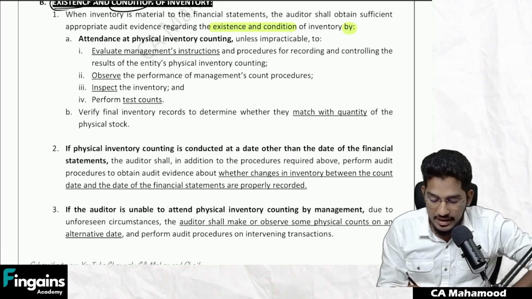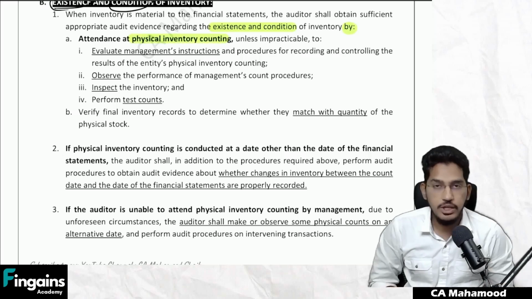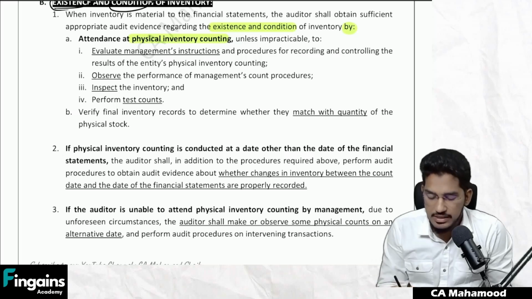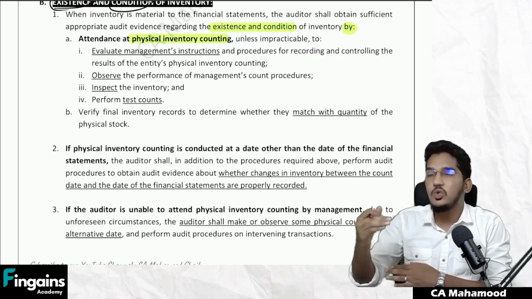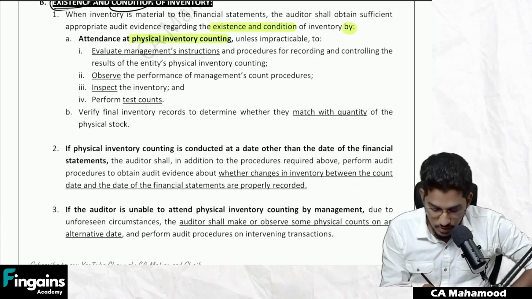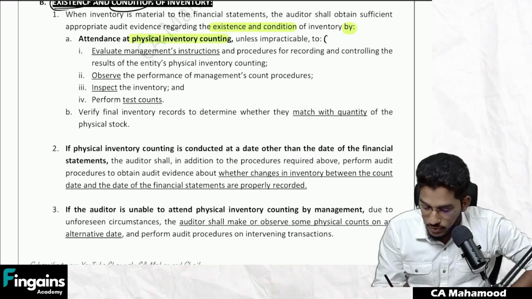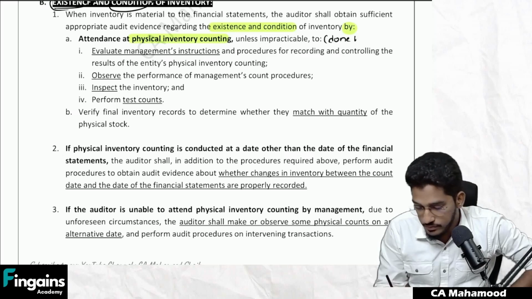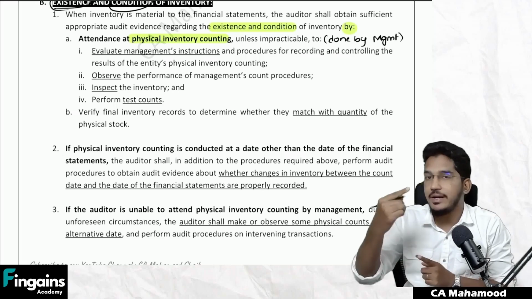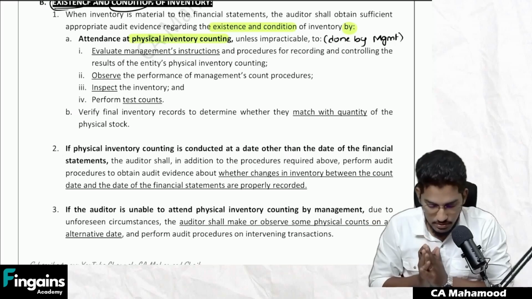First thing, attendance at physical inventory counting. So whenever management is doing inventory counting, unless impracticable, you should try to attend that inventory counting process. Done by whom? Management. So write it here, physical inventory counting done by the management. Whenever management is doing inventory counting, what is the first thing the auditor should do? The auditor should try to attend that inventory counting process.